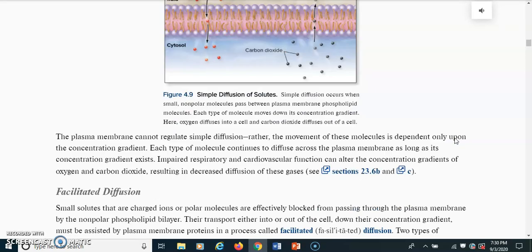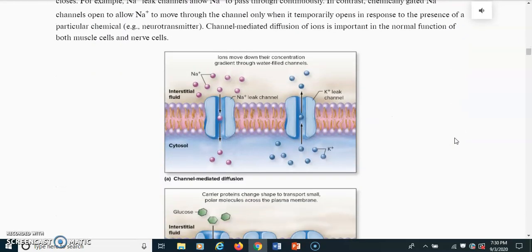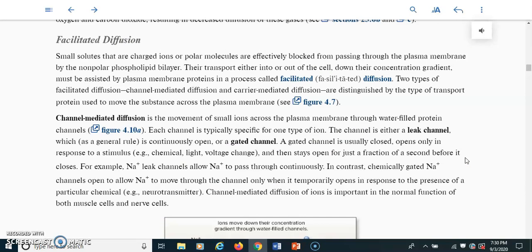All right. And then facilitated diffusion. This is when the molecules or ions can't move through that phospholipid bilayer. They need help to do it. So they may be a little bit larger, or they may have a charge on them. They could be a polar molecule. They could be an ion. Those are things that have charges on them. So they can't get through that phospholipid bilayer, so they need some help to do that.